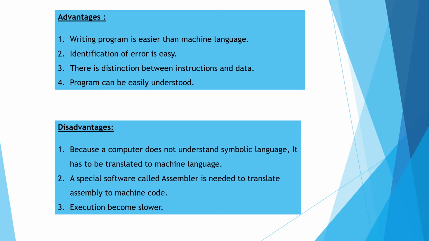Now, look at the disadvantages. Because the computer does not understand the symbolic language, it only understands the machine language, we have to translate this assembly language program into a machine language program. So we need a translator for that purpose. The second disadvantage is that a special software, which is called an assembler, is needed to translate the assembly code to the machine code.